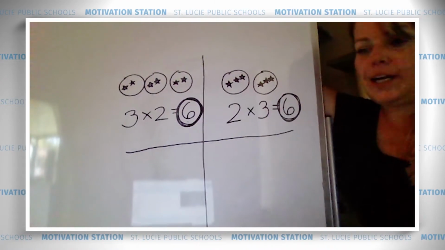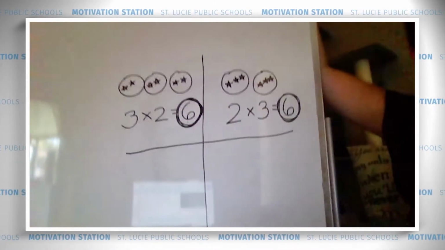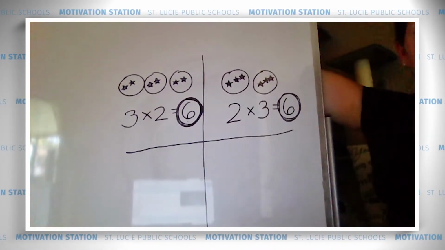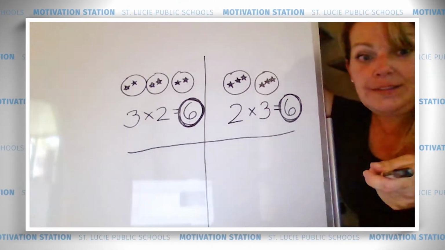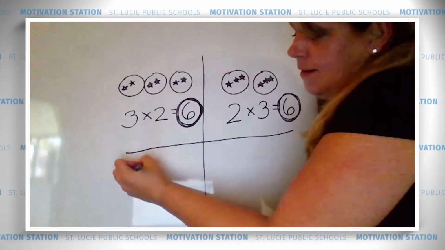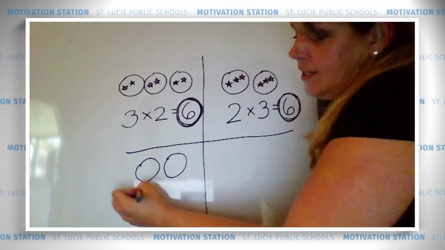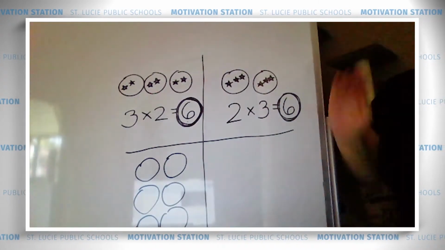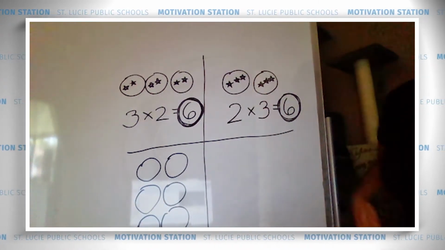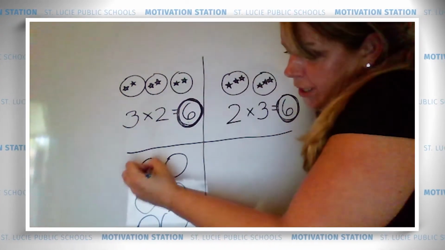All right. Are there any other ways we could do it? What are you thinking? Anybody out there have any idea? Xavion, you have an idea? Okay. Xavion said we could do 6 groups with 1 star in each group.